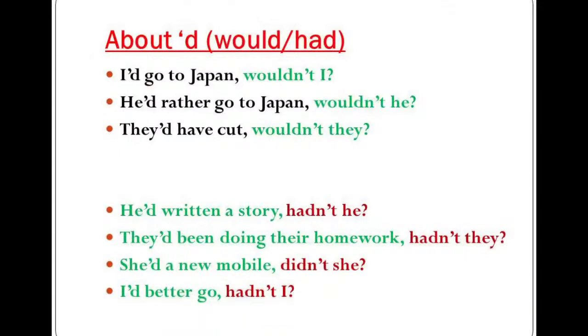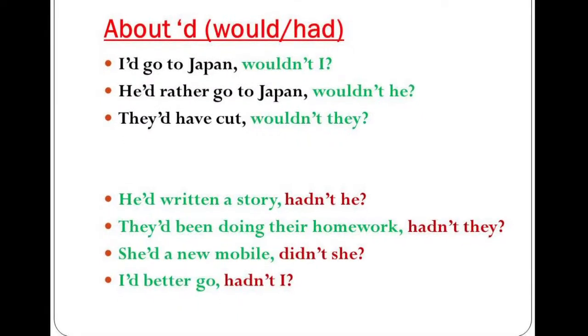Let us see, now would and had. I would go to Japan, first example. The tag is wouldn't I, because would is one of the auxiliary verbs. He would rather go to Japan. With rather, it always becomes would. With better, it becomes had. Do not get confused here. The tag is wouldn't he. They would have caught, wouldn't they?